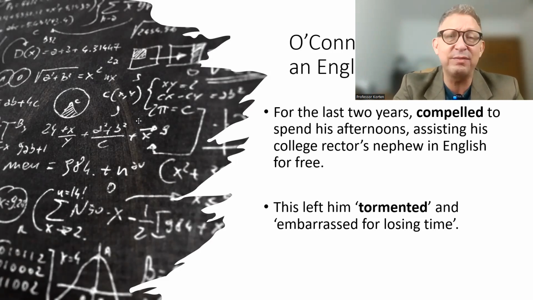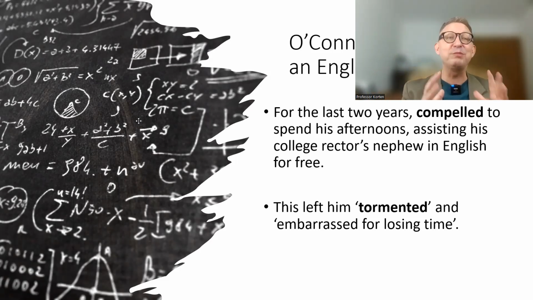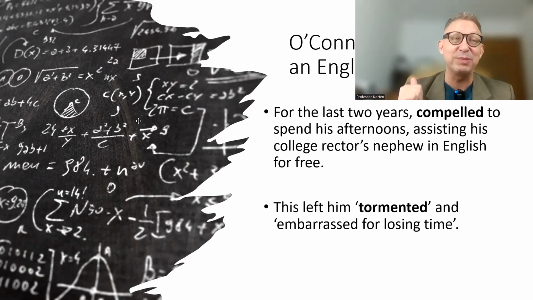So that is how he felt this way. He was getting taken advantage of because he had free rent. He could stay in Rome as long as he taught English. If he stopped teaching, the rector could get him kicked out of the country. Yeah, that's right. He would have to leave. So he was really in a difficult situation.